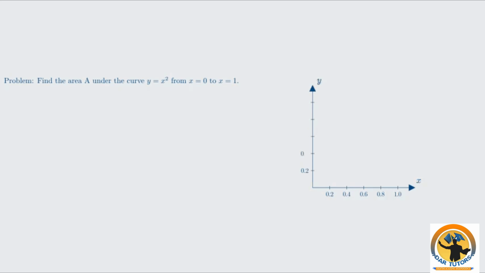Here's a graph of the function y equals x squared. The area we are interested in is the shaded region between the curve and the x-axis, from the origin to x equals 1. Since the shape is not a simple rectangle or triangle, we need a method to find its area. We'll start by approximating it.